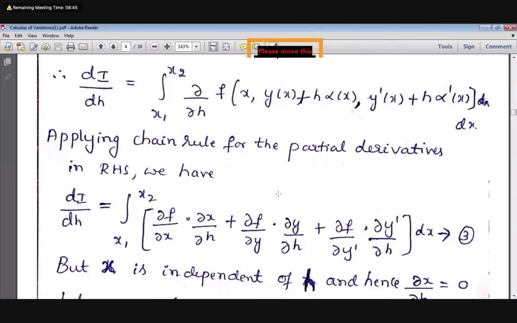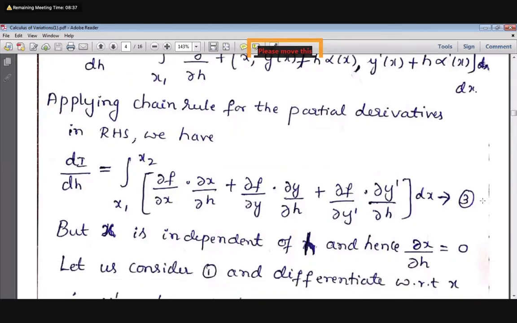Here also, f with respect to y with respect to h, and f with respect to y' with respect to h. Call this equation 3. But x is independent of h, hence ∂x/∂h equals 0. x won't depend on h. Therefore, this one is 0.